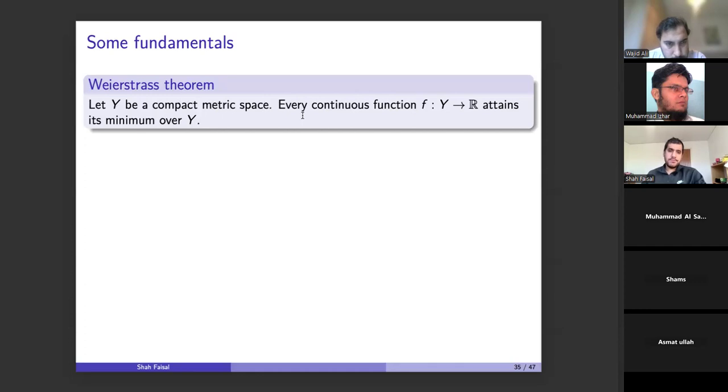It says the following. If you take a compact metric space Y, then any continuous function attains its minimum, which means that there is a point in the metric space Y at which the function attains its minimum. So the value of the function is the minimal possible. Okay.